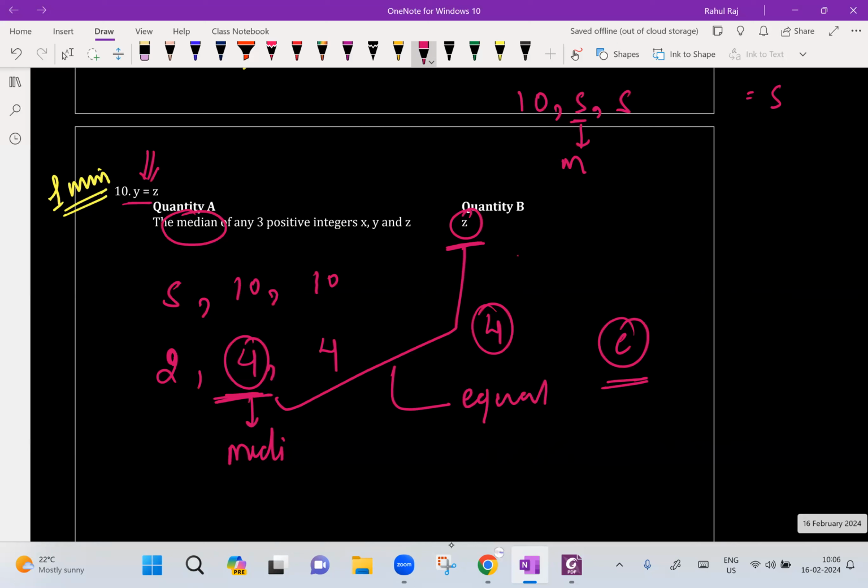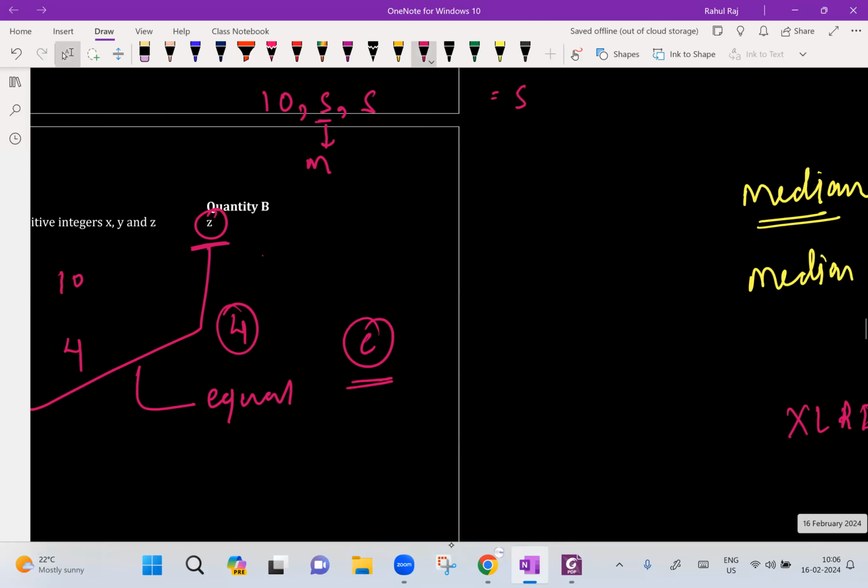Is that okay? Got it. I didn't remember this median rule, so I used the rule of averages. I added these three integers and then divided by 3. That was the mistake. Mean is average. Mean means average.